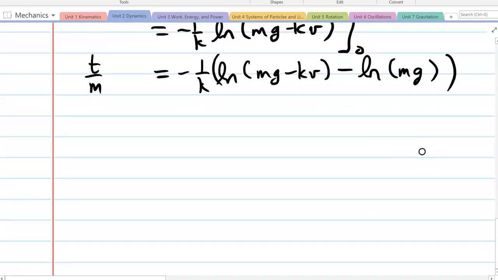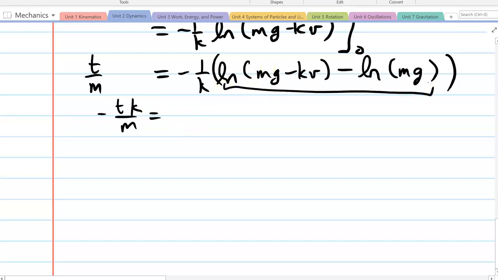Let's see. Our next goal is to actually try to find a way to solve for v, right? Because we want a function of v. So let me just multiply both sides by negative k to get rid of that thing sticking out in front. So if I multiply by negative k, it's negative tk over m is equal to, now here I'm going to use a log property, right? When it's subtraction, it's kind of like the natural log of whatever is inside divided by the other one. This is just a log property, nothing fancy really.